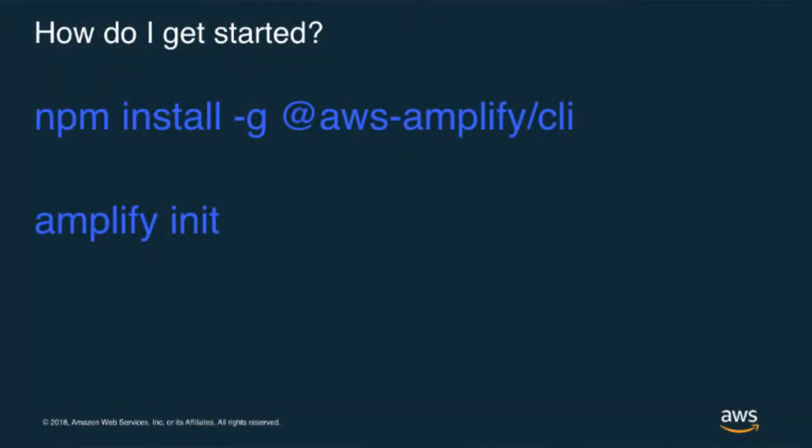How do I get started? This is my first question anytime I hear any talk. It's as easy as installing a Node package. That's it, just a Node module, globally. So if you've done any front-end development in the past couple of years, a lot of that has moved on to pulling down packages from NPM, which is the package manager available from Node.js. They come bundled together. If you download Node.js, you also get NPM. So the CLI tool is actually just a Node package that you can utilize. And amplify init bootstraps your project.